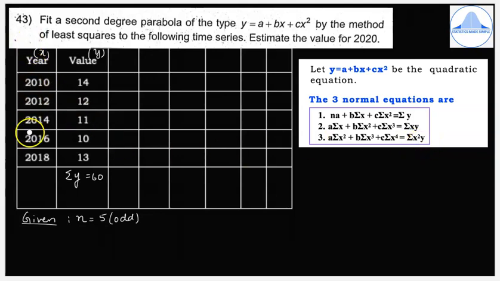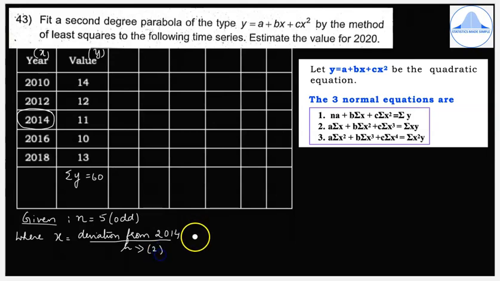Now, since these x values are very large, we will use x, where whenever n is odd, x is deviation from the middle year. Okay, so the middle year is 2014. So deviation from 2014 divided by h. So h is nothing but the difference between the years. That is, in this case, it is 2. So x is deviation from 2014 divided by 2.